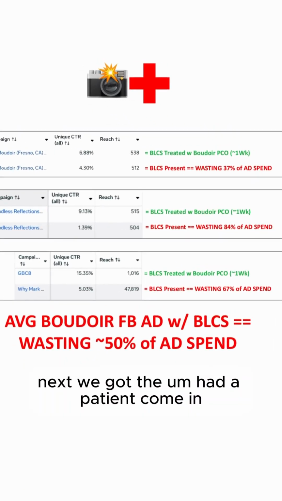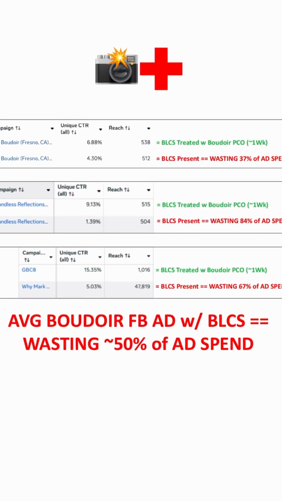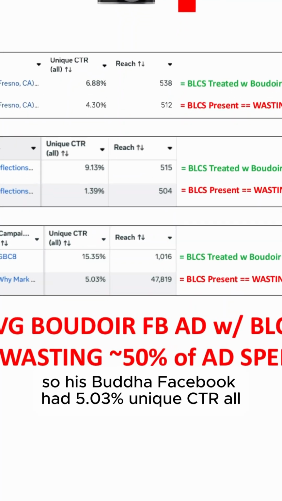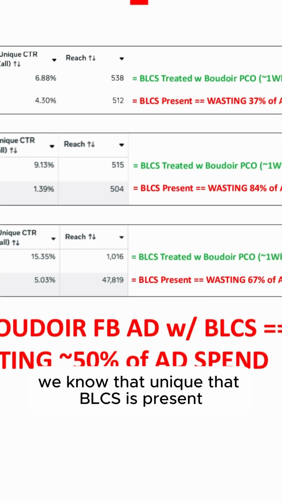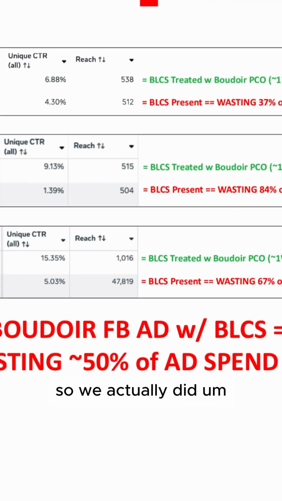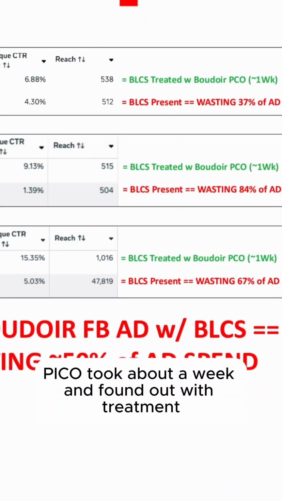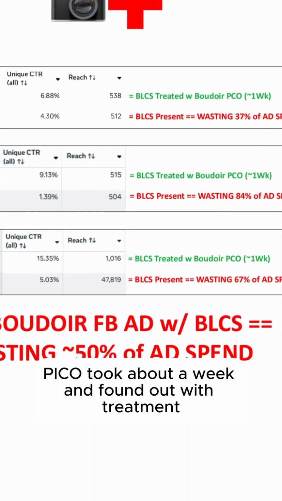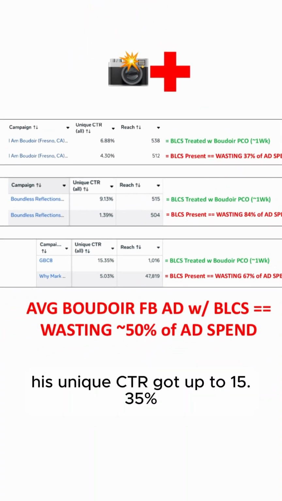Next, we had a patient come in. His boudoir Facebook ad had a 5.03% unique CTR, so it's under 6%. We know that BLCS is present. So we duplicated his boudoir Facebook ad, treated it with boudoir Pico, took about a week, and found out that with treatment, his unique CTR got up to 15.35%.